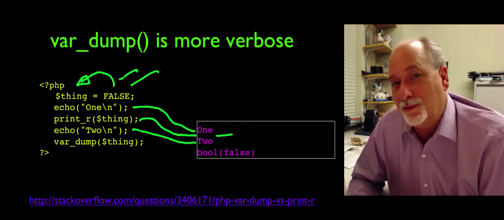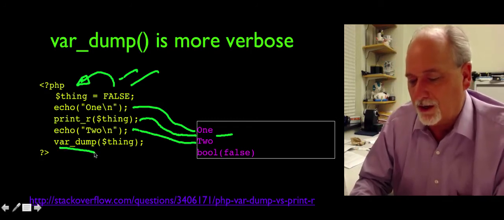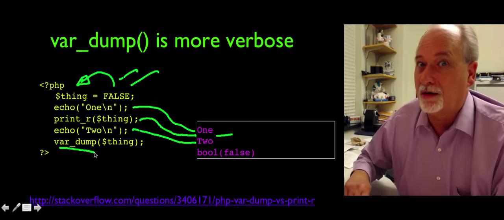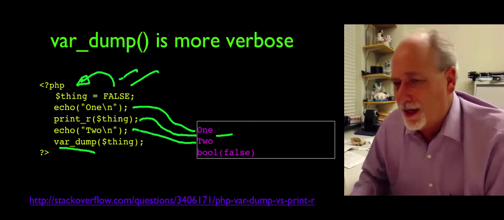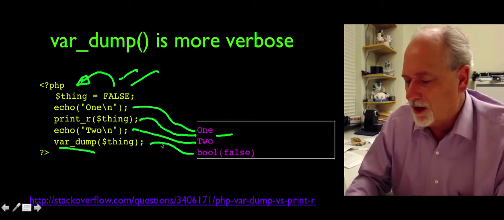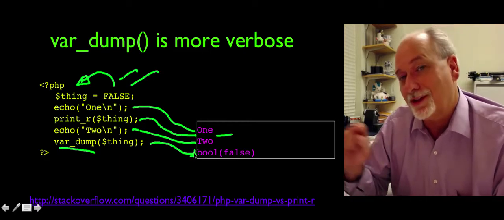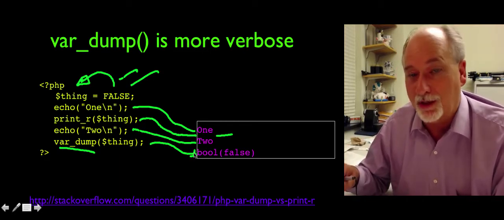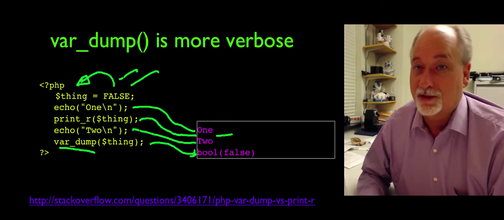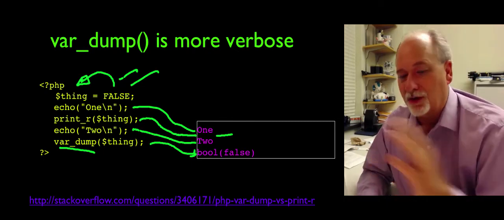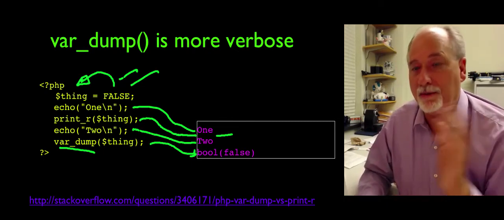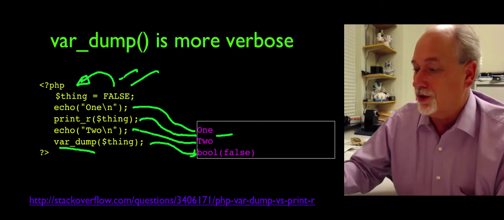Nothing prints a false out. The only thing that actually prints a false out is var_dump. And so this is where, if you're kind of lost and you're like, I can't print it out, var_dump will at least tell you the type of the thing, because it's a Boolean with a value of false. And so var_dump, if you're sort of grasping at straws, is probably the better tool for you to deal with.